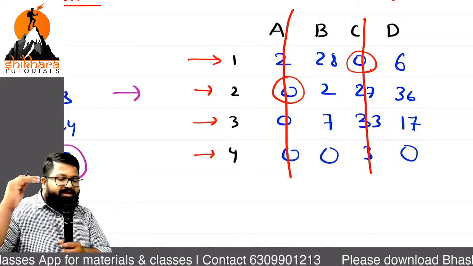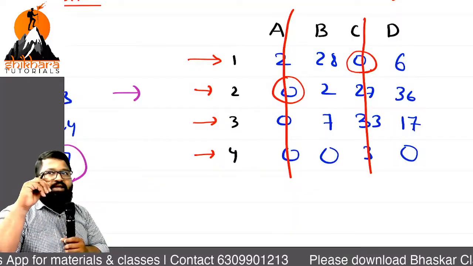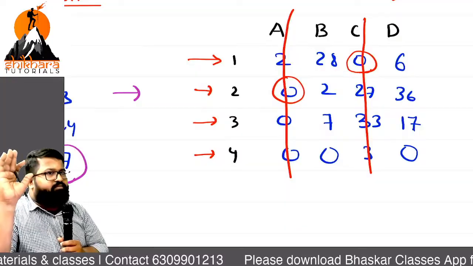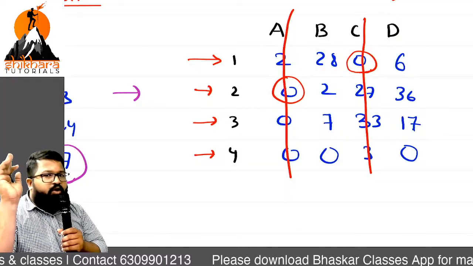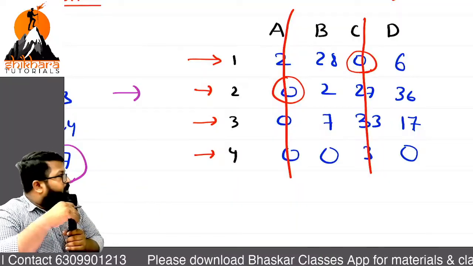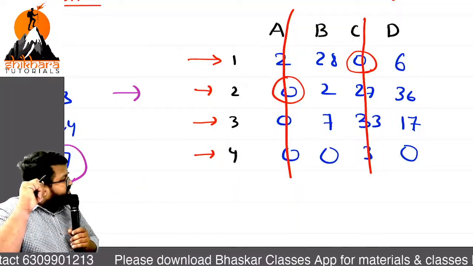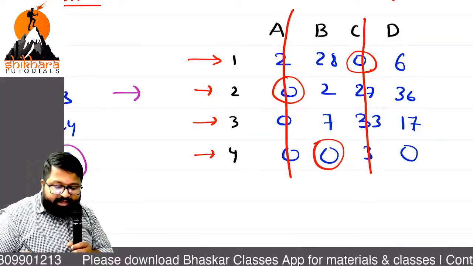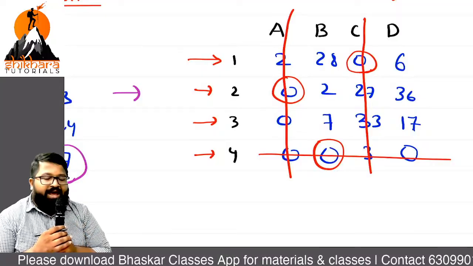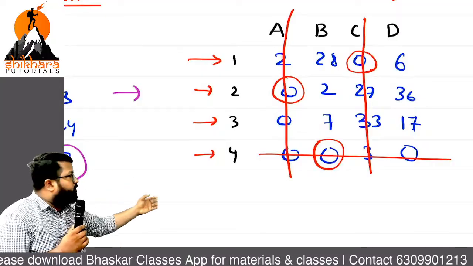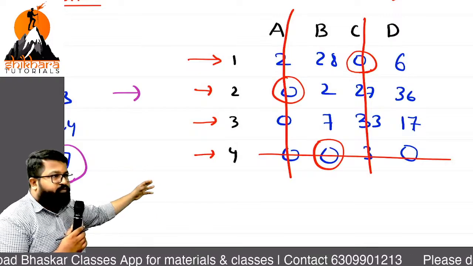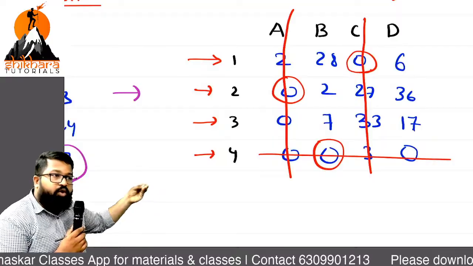Columns. In the case of the first column, is there a single zero? No single zero. Leave it, it is not required, as it is cancelled. Now, what about the second column? Is there a single zero? Mark it and cancel the row. Now I am going with the third row. Is the third row present or gone? It's already cancelled. Next, the fourth row. Is there a zero? No zero.